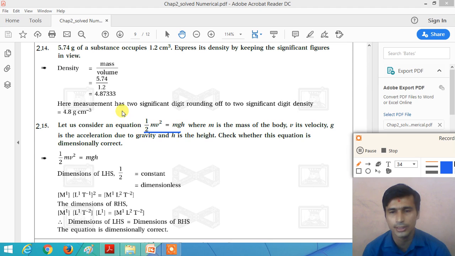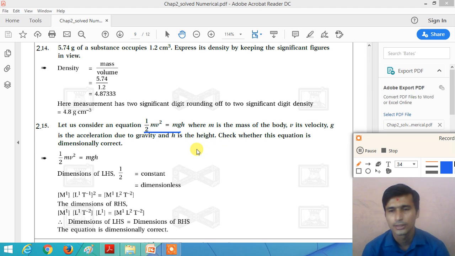So here the equation given to you is 1/2 mv square is equal to mgh, where m is the mass of the body, v is the velocity of the body, g is the acceleration due to gravity, and h is the height of the object. Check whether the equation is dimensionally correct. If the dimensions of the left hand side and the right hand side of the equation are the same, then we can say that the equation is dimensionally correct. Otherwise the equation is dimensionally incorrect.